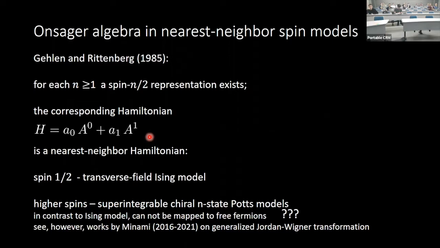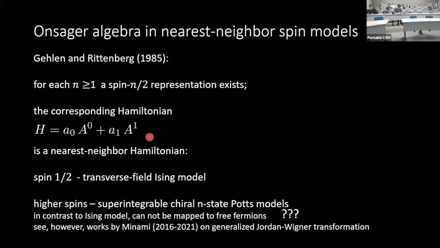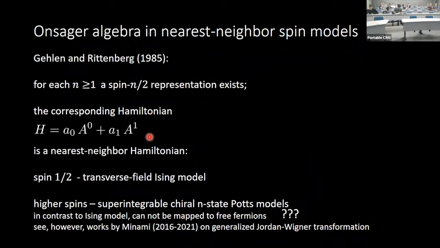They discussed a generalized Wigner transformation for these chiral n-state Potts models. So actually, I'm not even sure that they are not related to some fermionic models, at least in some sectors. But this is probably my ignorance, not the overall question.